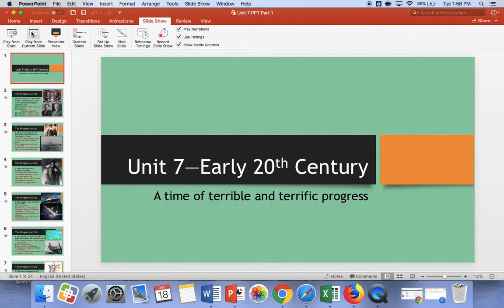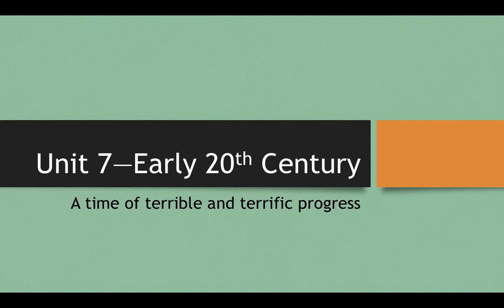All right, it is a new semester, a new year, and we have a new unit as well. So this semester we're going to be covering the year 1900 through the present day. And this first unit here, Unit 7, is going to cover the early 20th century. So the years 1900 to 1939, right up until the beginning of World War II.